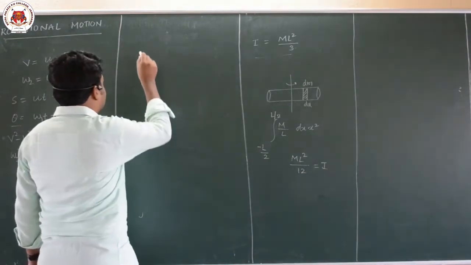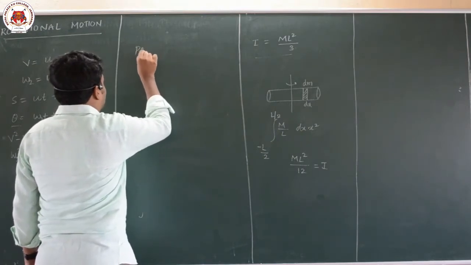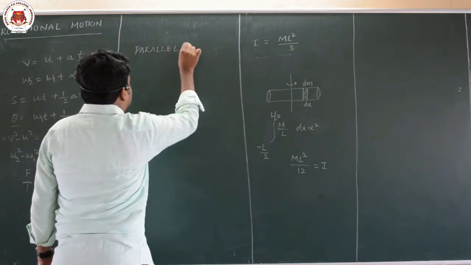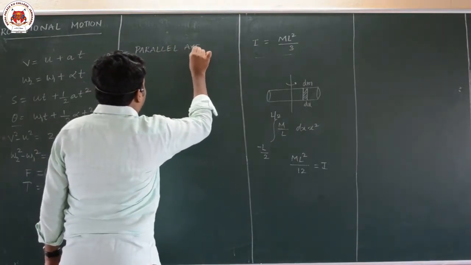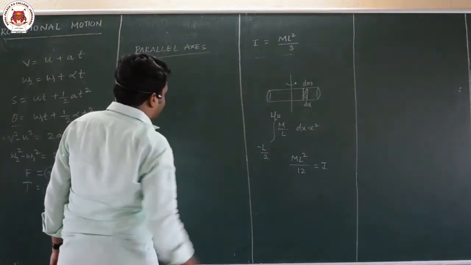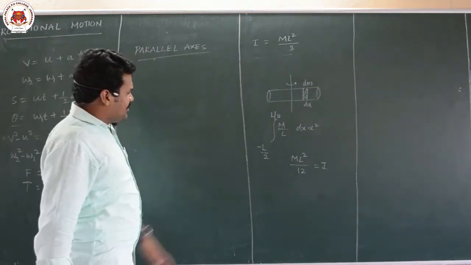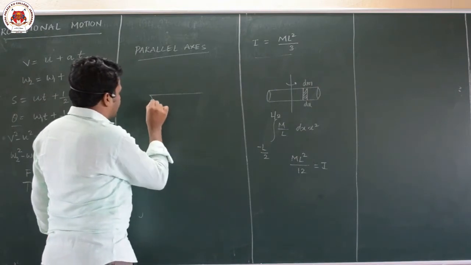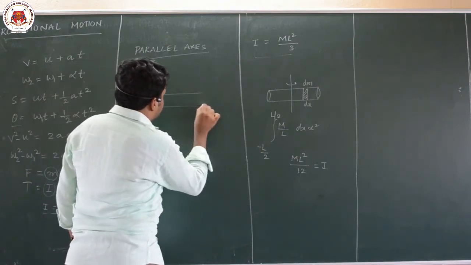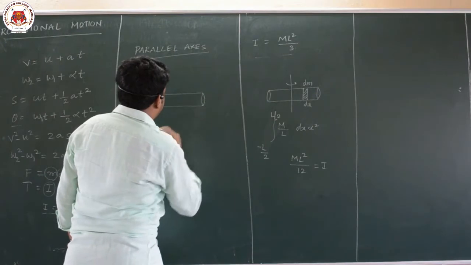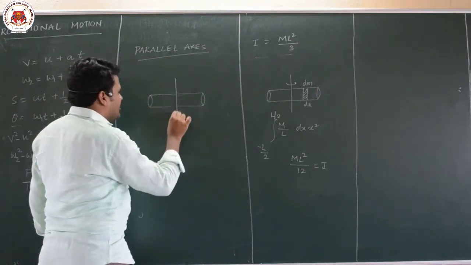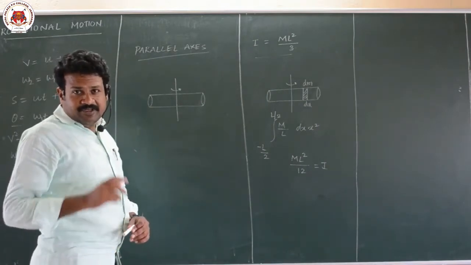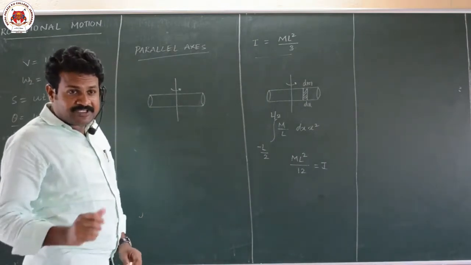So, what is the parallel axis theorem? Here I will show what it is and how we have to apply the parallel axis and perpendicular axis theorems. When you are calculating moment of inertia, let us take this rod as an example: the moment of inertia of the rod passing through the center, perpendicular to its plane. Here you should be very clear about the axis of rotation. You should be very careful while taking the axis of rotation. Here you have to see the wording, what it is telling.